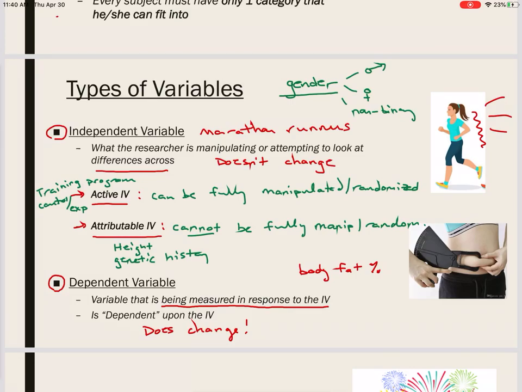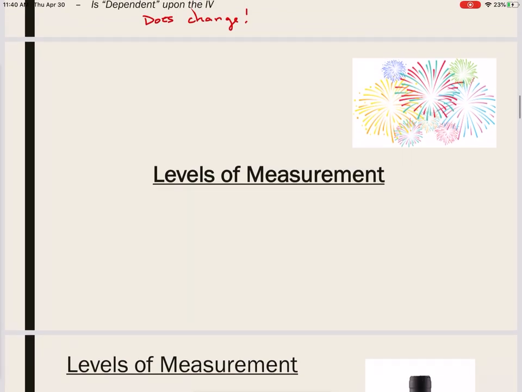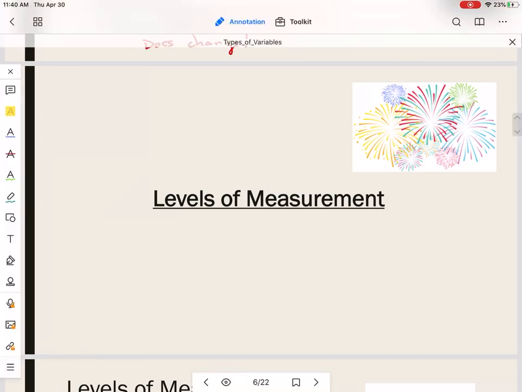This is important to note because when you talk about the research design, if you're doing a true experimental, all your variables, or as many of them as possible, must be active, versus a quasi-experimental design includes some attributable variables as well.